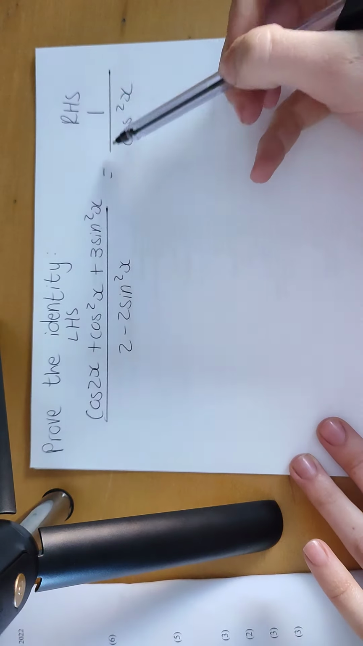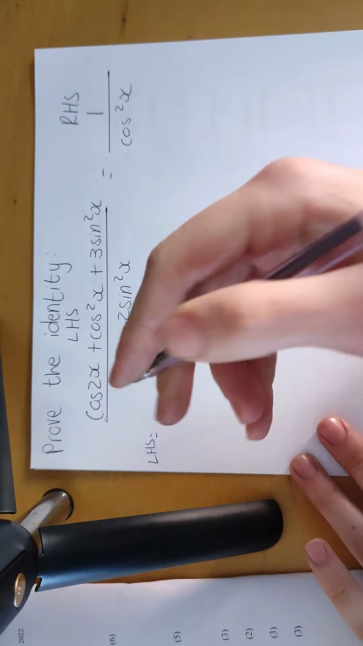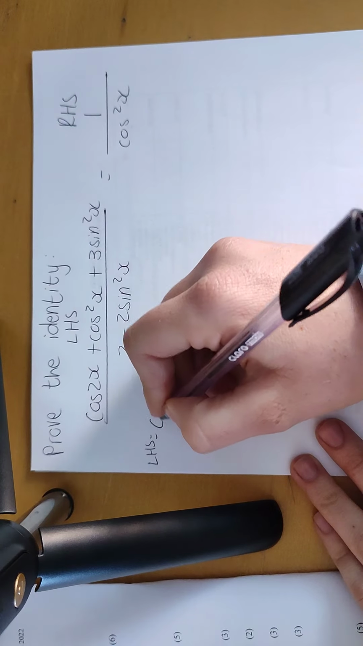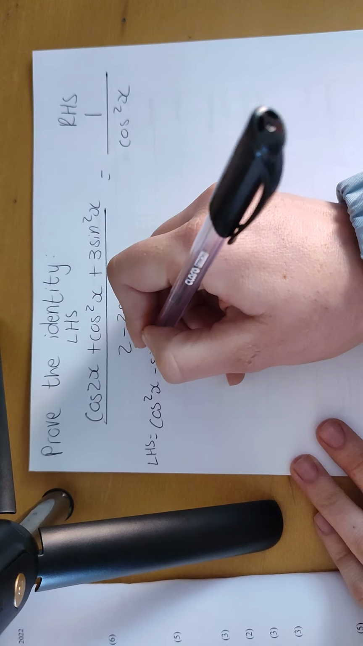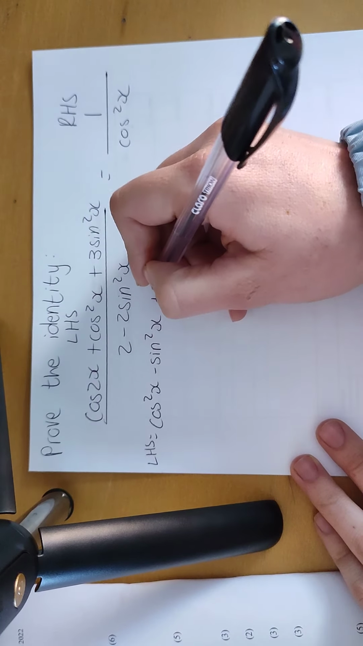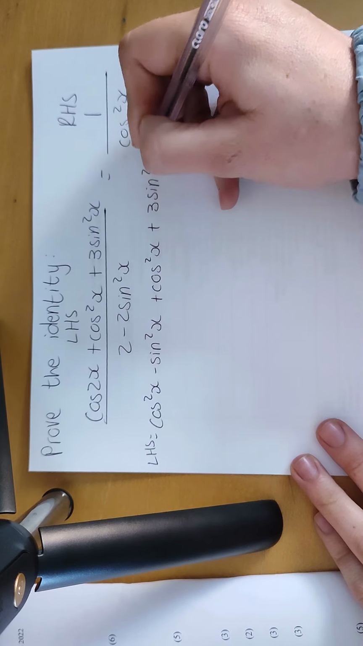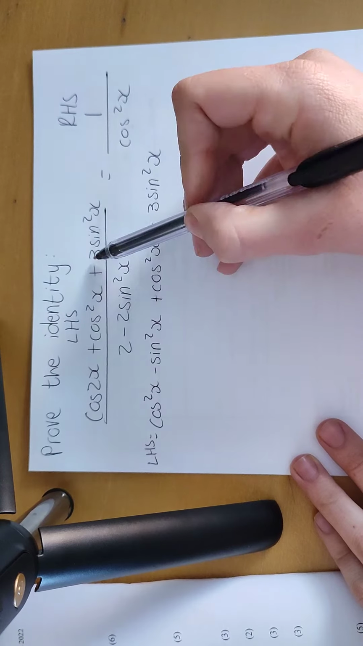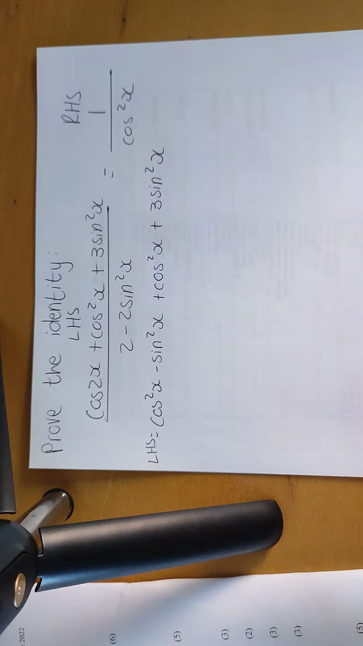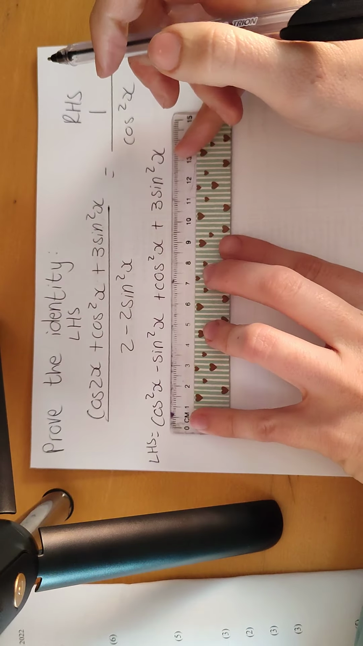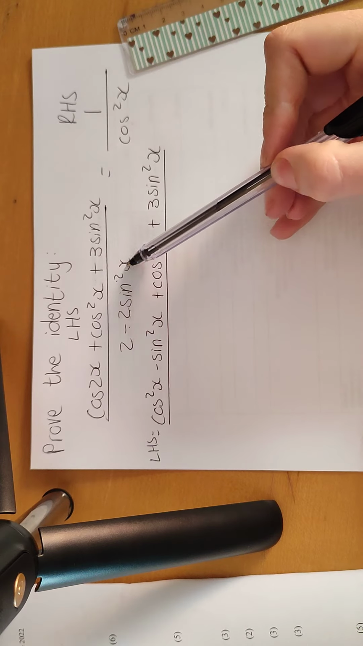I want to prove that this is equal to this, so I'm going to work on my left hand side. I'm going to change this and say cosine squared x minus sine squared x plus cosine squared x plus 3 sine squared x. There's no identity here, nothing else I can change, so I just need to rewrite it for now. Divided by 2 minus 2 sine squared x.